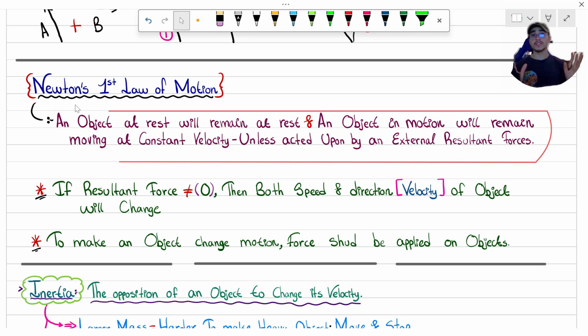So an object at rest will remain at rest. An object in motion will remain at constant velocity unless you or some other internal or external factor causes a resultant force upon it.